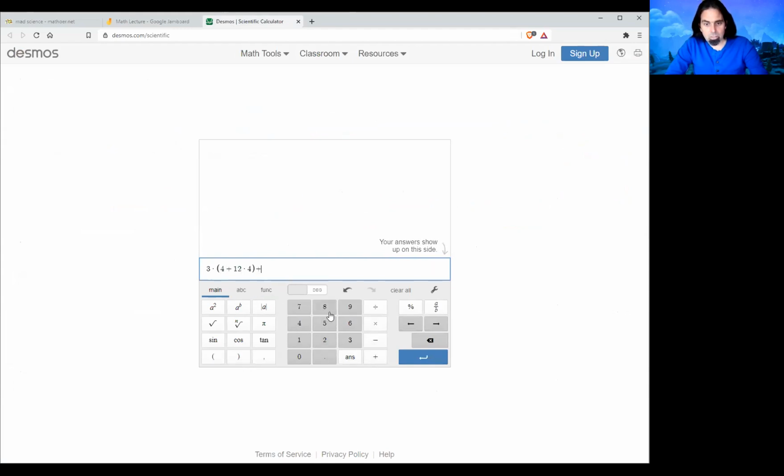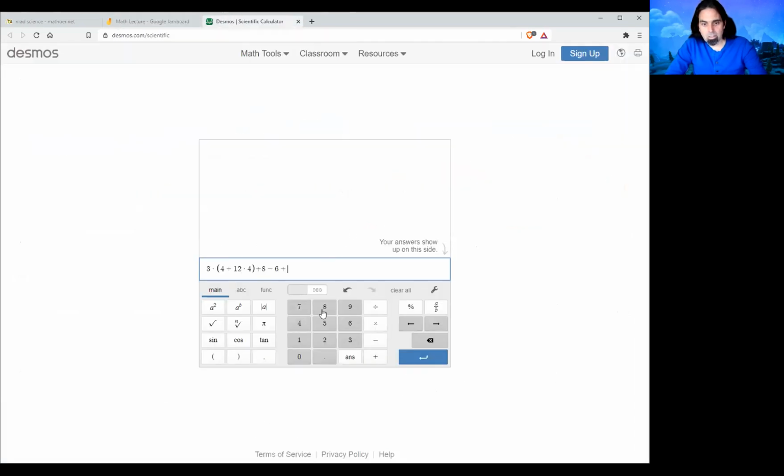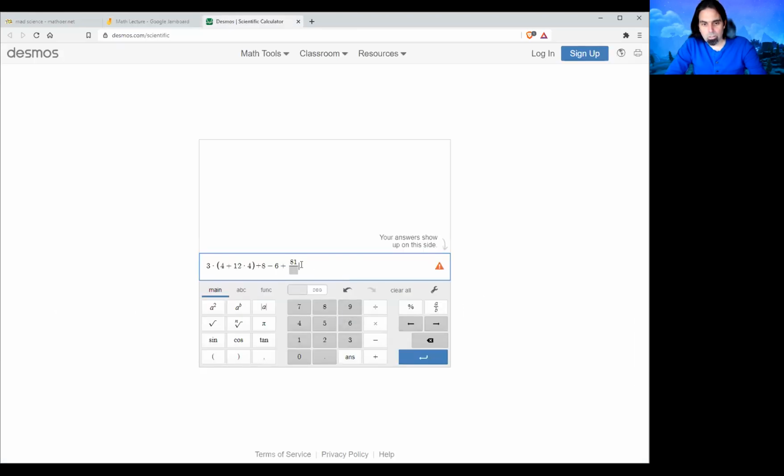Then it was plus 8 minus 6. And then plus 81 divided by 3 cubed. And then times 2 to the 4th. 206. There we go.